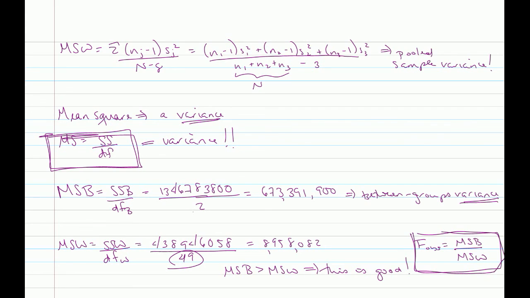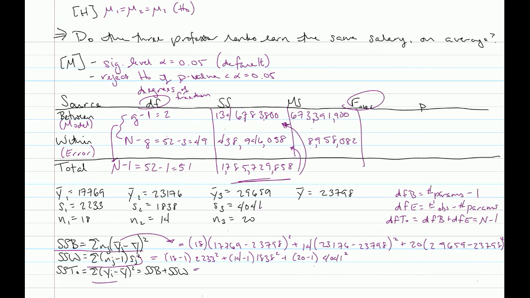So what we can do then is go back to our ANOVA table and divide this 673 million by 8.9 million. And that gives us 75.171. So those are the only values we need. This is our F-obs. This is our F-statistic, or our test statistic. So all of that work just to get to our test statistic.